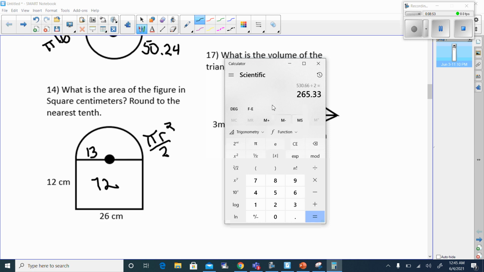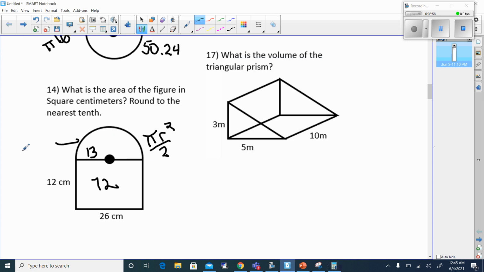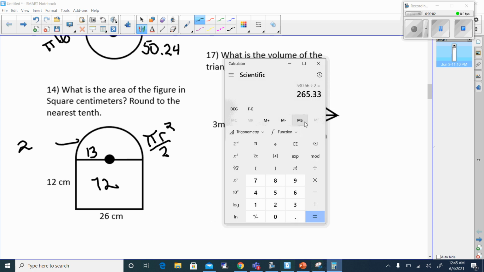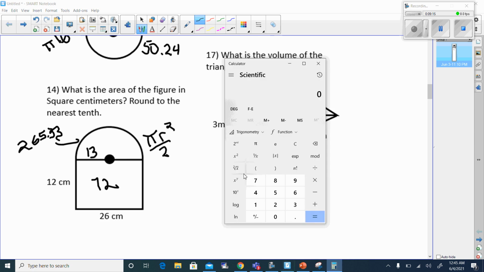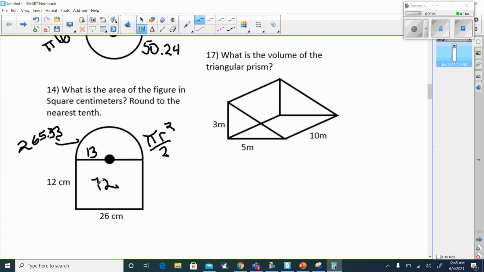Something seems wrong here, because this seems to be 265.33. Let's double check this other number over here, this 12 times 26. I don't think I got that one right. 12 times 26. Oh yeah, that's 312.